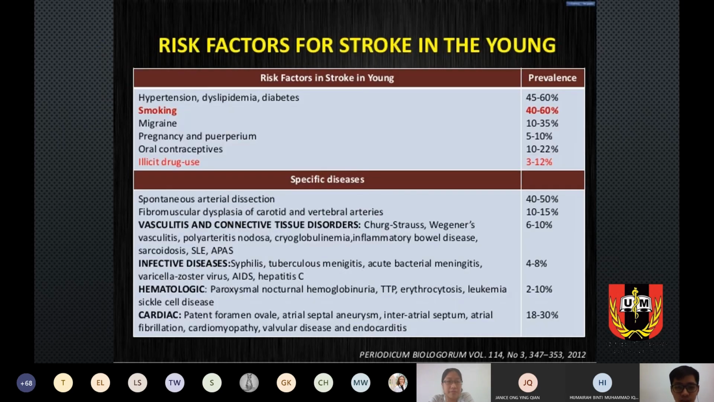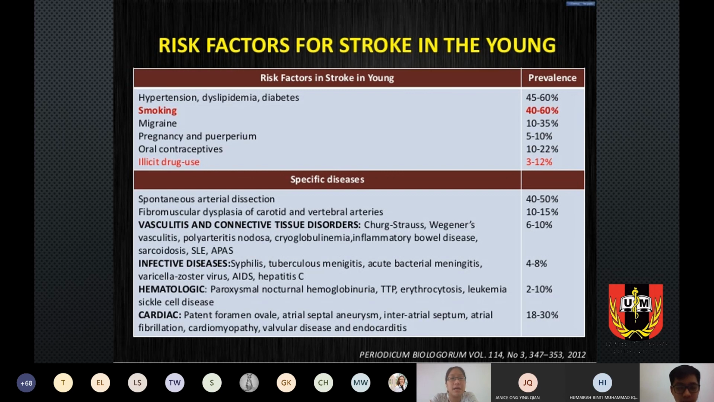So risk factors. So these are the risk factors I found. So just one question about the hypertension. So the hypertension, dyslipidemia, diabetes, it doesn't really matter if it's ischemic stroke or hemorrhagic stroke, is it? Or is this only for the ischemic one?